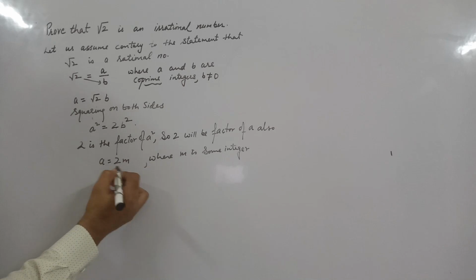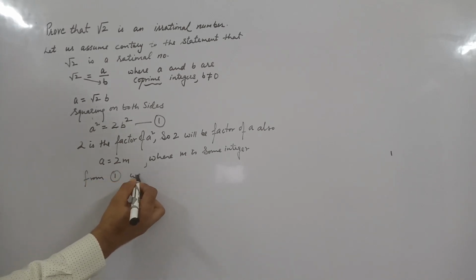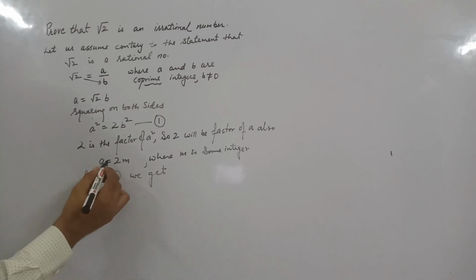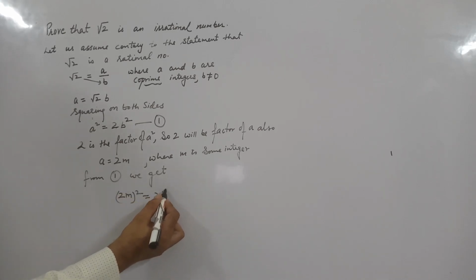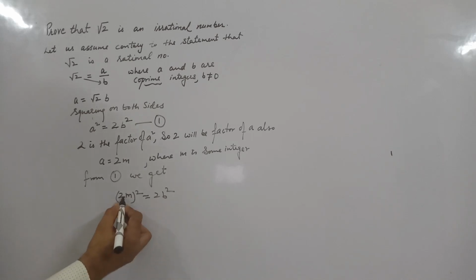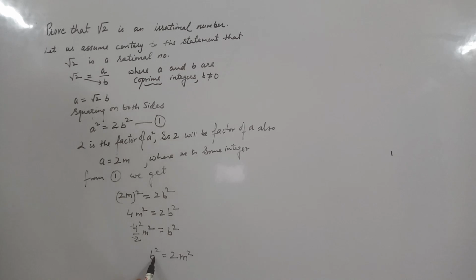Now we'll put a is equal to 2m in equation number 1. In place of a we write 2m. So it becomes 2m whole square is equal to 2b square. Here 2 square is 4, and m square is m square, so 4m square is equal to 2b square. Or you can say b square is equal to 2m square, as the 2 gets divided. It means 2 is a factor of b square, and we know if 2 is a factor of b square, then 2 will be a factor of b also.